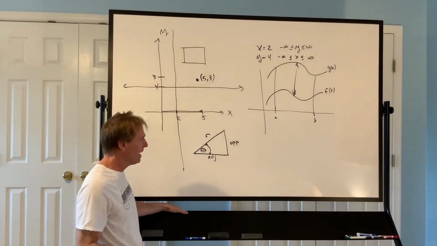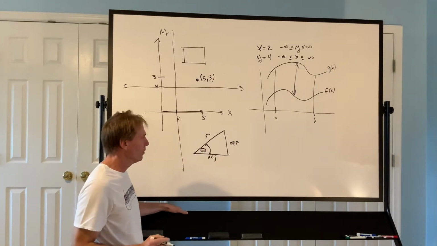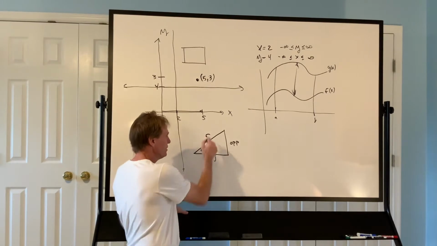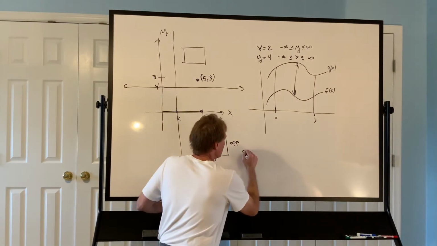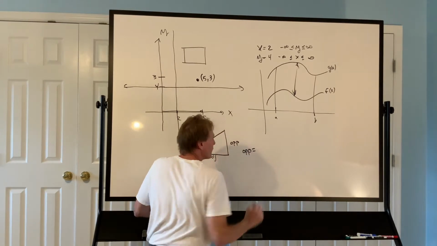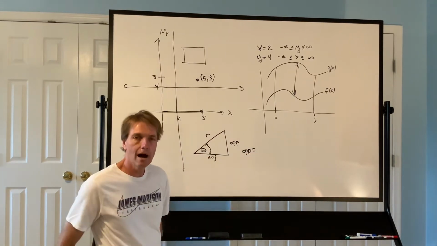Now let's go back and remember, okay? So if this is r and this is theta, what do you have in your gray matter for a trigonometric expression for the opposite side?